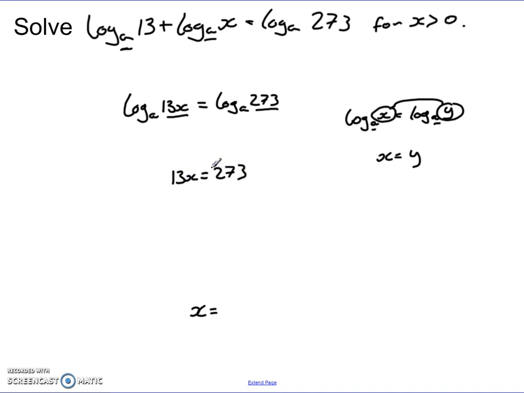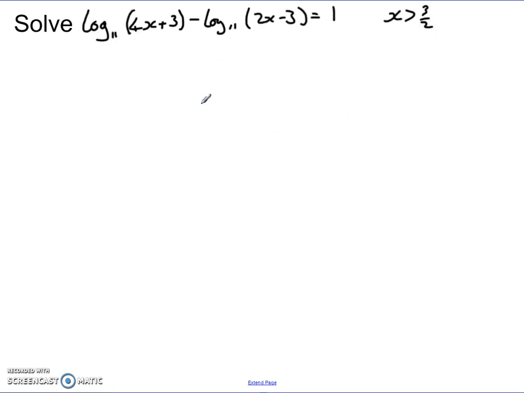Now, I'd expect you to be able to solve 13x equals 273. Divide both sides here by 13. When you do that, you get that x equals 21. Look at that, nice straightforward equation to solve once we get rid of the logs, and all we've done to get rid of them is use our rules to combine it all.